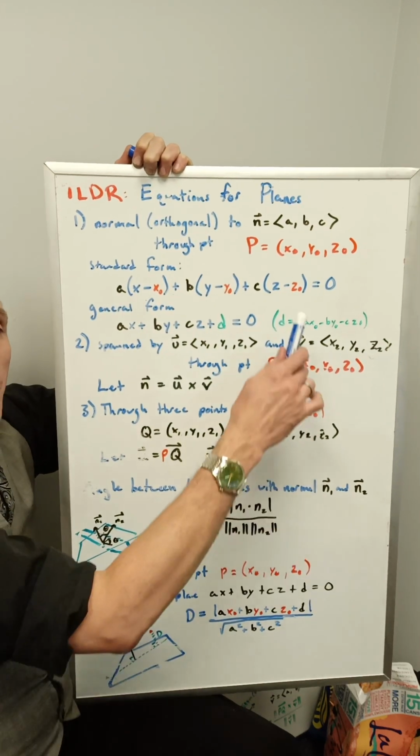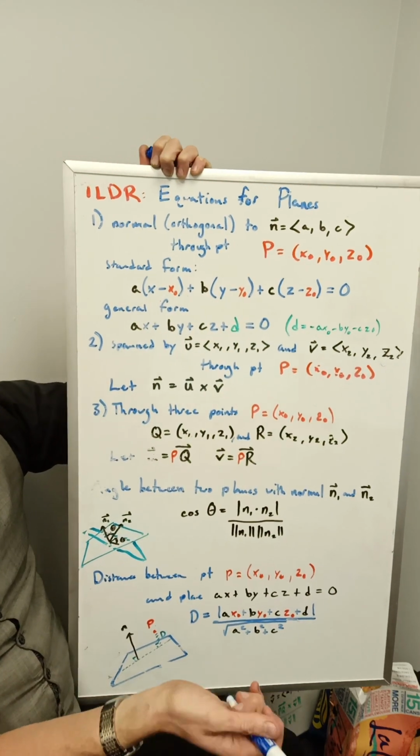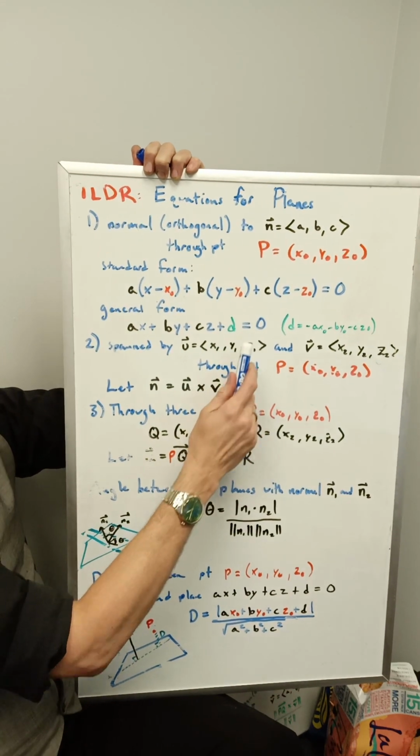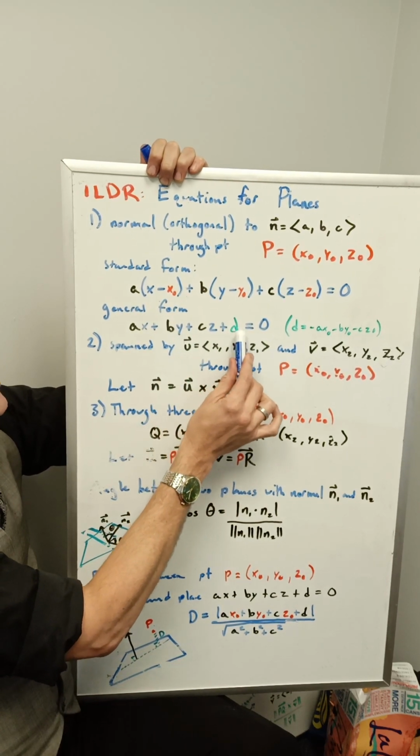So there's an equation that goes along with that. We'll see why this equation has this form. And we'll note that we could also rearrange things to get it into a general form that looks like ax plus by plus cz plus d is equal to 0.